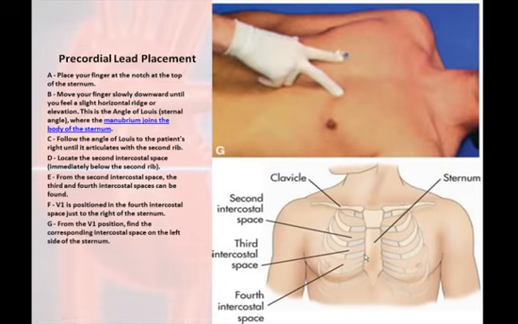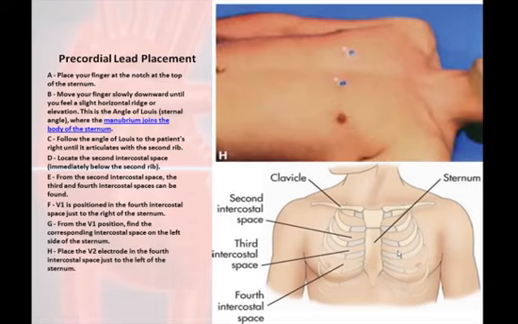Once we've actually found V1, you don't have to find all those landmarks again. We already have V1 placed. All you have to do is take your fingers and move over here, right about the same area on the other side of the sternum, and that is where we're going to put V2. So we place an electrode. So far we've found V1. Now we've placed V2.